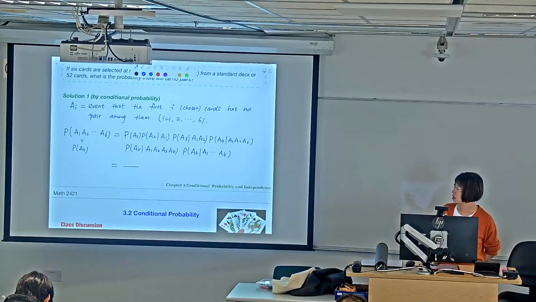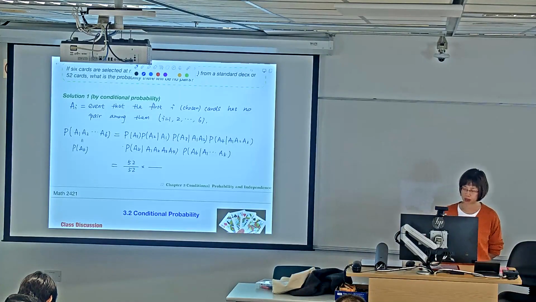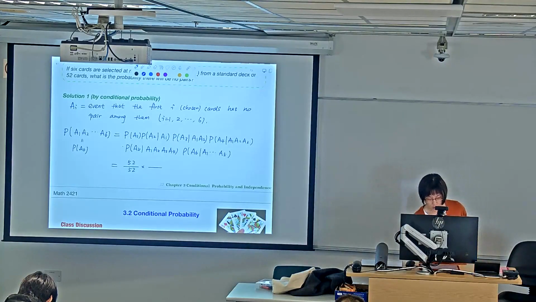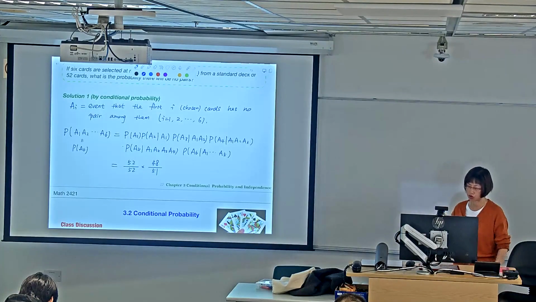So the probability of A1 is that there's no pair in the first chosen card. This always holds, so it's 1, but I write it as 52 over 52. And the probability of A2 given A1: in the first card there's no pair, and then we want there to be no pair in the first two cards. This is just 48 over 51. You just need to choose the second card.